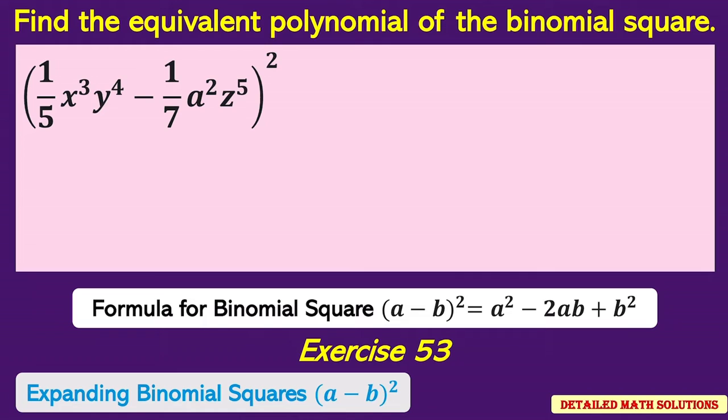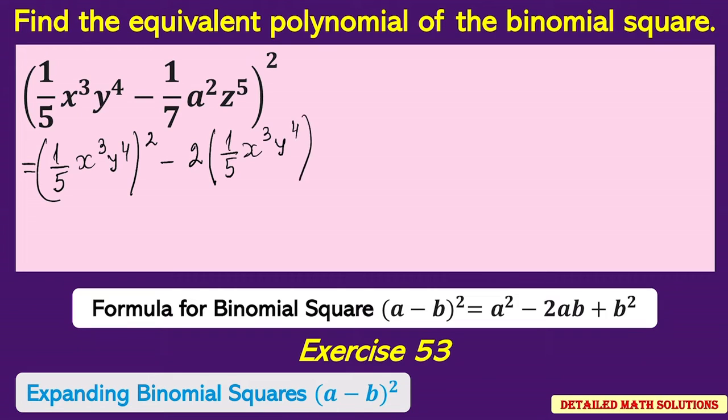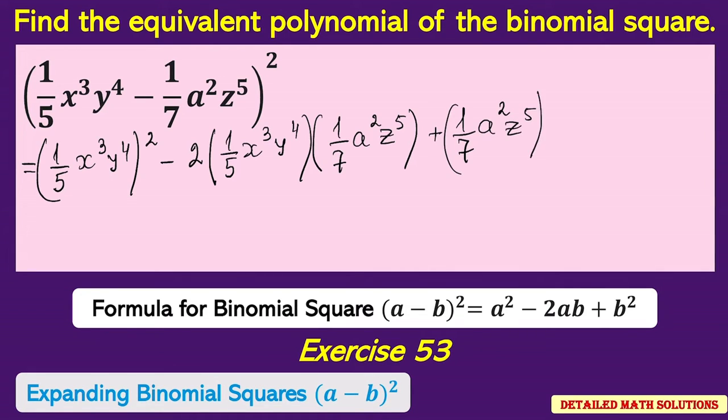When I apply the formula for the first exercise, it equals (1/5 x cubed y to the fourth power) squared minus 2 times 1/5 x cubed y to the fourth power multiplied by 1/7 a squared z to the fifth power plus (1/7 a squared z to the fifth power) squared.